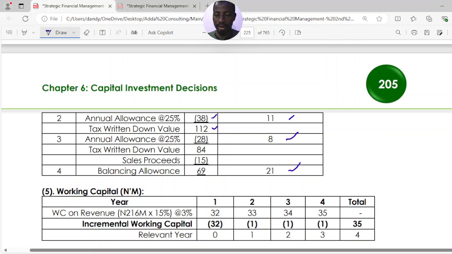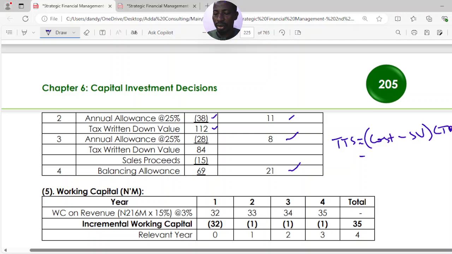26 plus 8, that's 34. 34 plus 21, that's 55. So I can then confirm whether my total capital allowance claim is not more than what I'm supposed to claim. To do this, the total tax saved will be equal to the cost of the project minus the scrap value multiplied by the company tax rate.